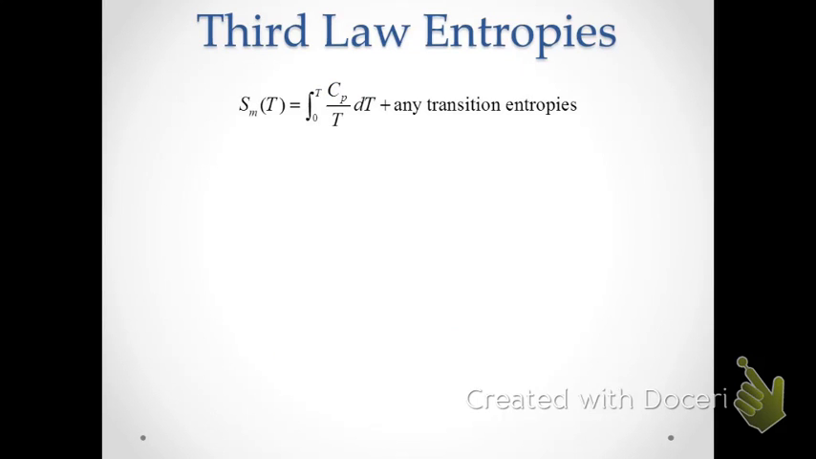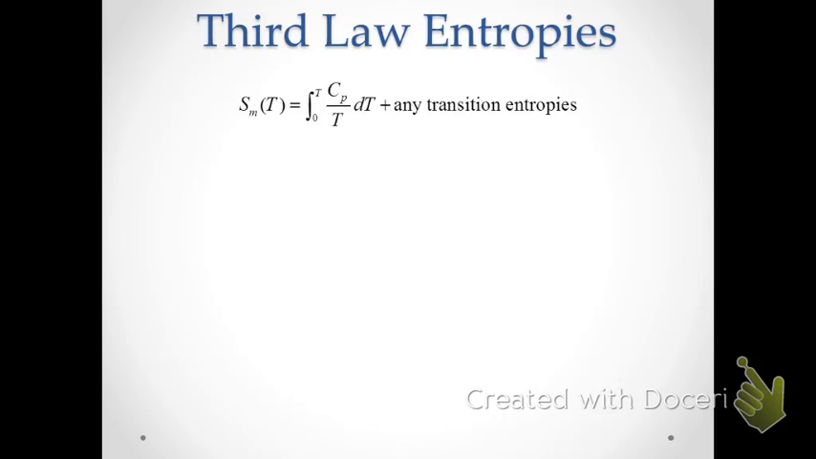Now, since the third law says a perfectly crystalline substance would have an entropy of zero at absolute zero, we can then determine the entropy at temperatures above absolute zero by simply calculating based on experimental data. Here's a simple relationship, and we'll talk about this in more detail on the next slide, that will allow us to obtain an entropy at some temperature above absolute zero.